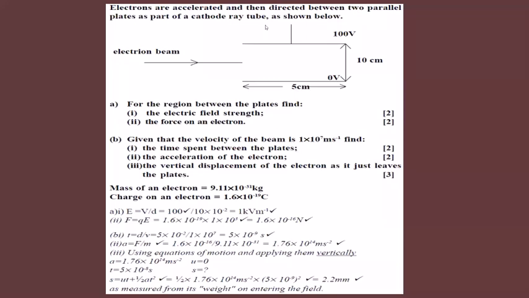Example related to the equipotential surface, voltage, electric field or electric current. So electrons are accelerated and then directed between the two parallel plates as part of a CRO, cathode ray tube, CRT, as shown. This is a beam of electrons passing through two metal plates, parallel plates, which are 10 centimeter apart.